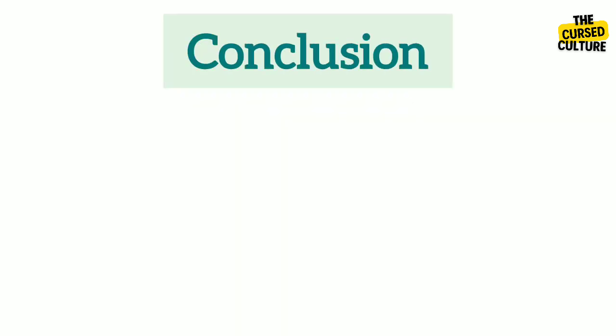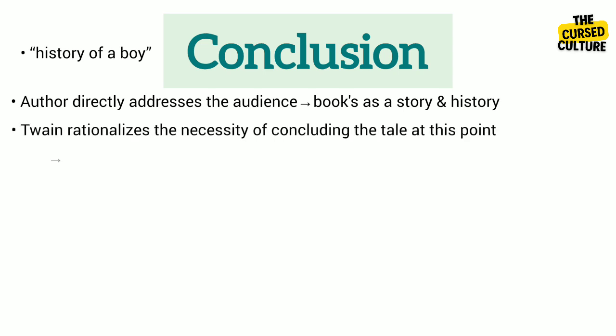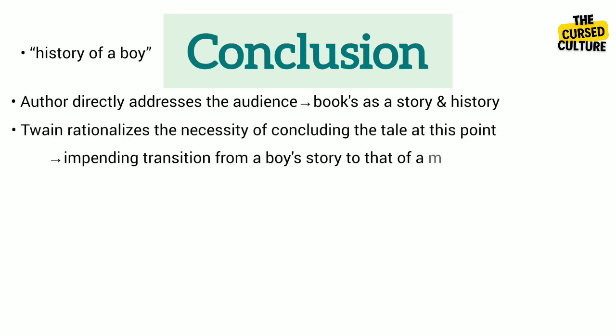The conclusion of the novel highlights that the narrative is essentially the history of a boy. This connection to the preface is evident as the author directly addresses the audience, emphasizing the book's nature as a story and a history. Twain rationalizes the necessity of concluding the tale at this point, indicating the impending transition from a boy's story to that of a man.